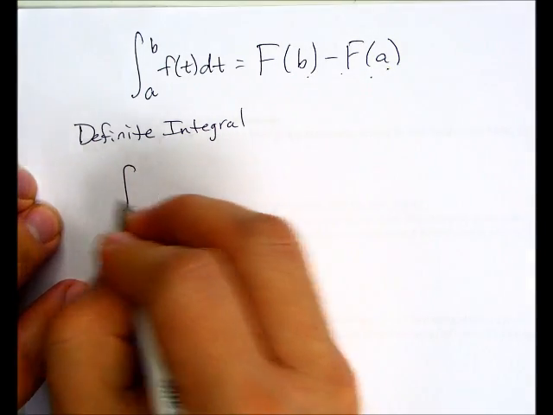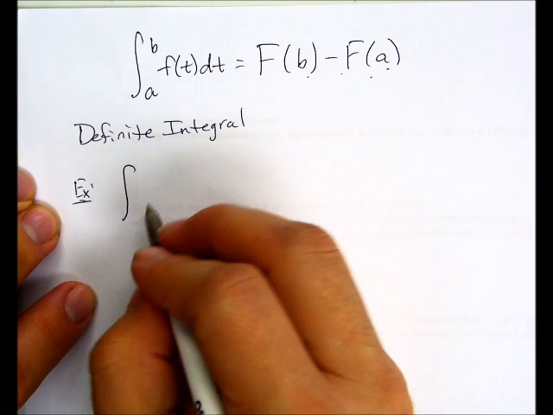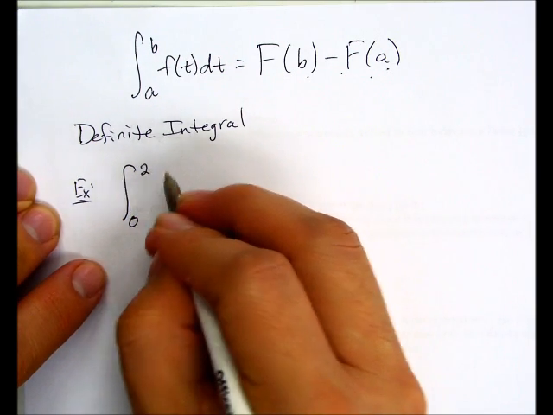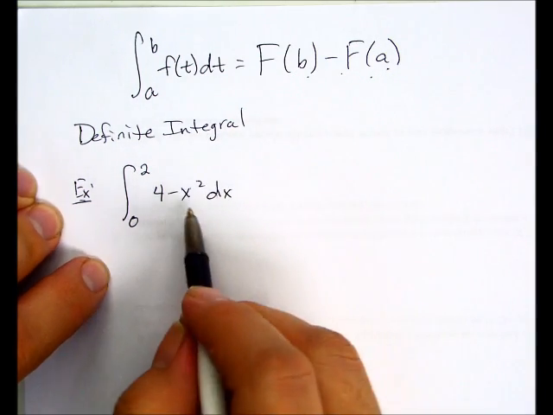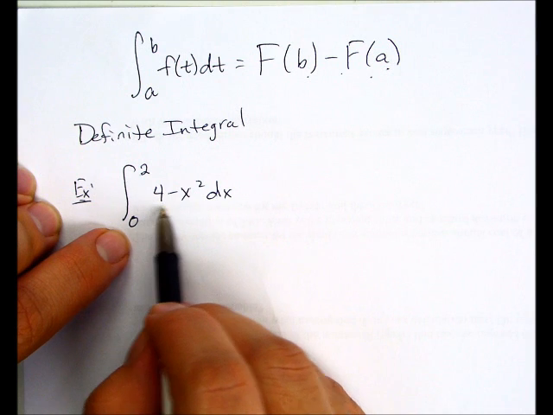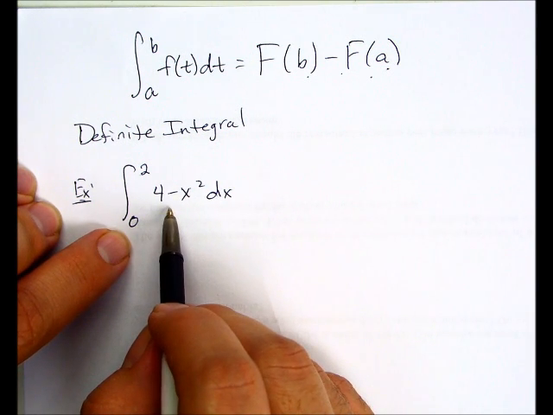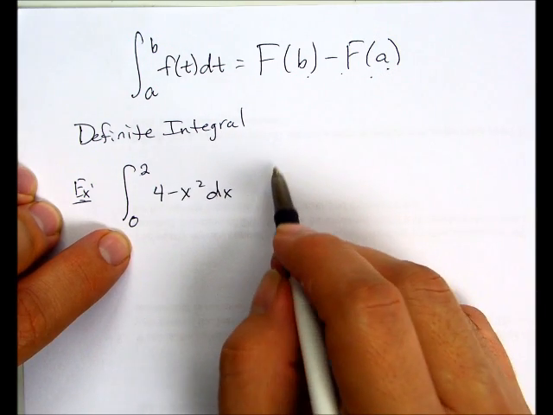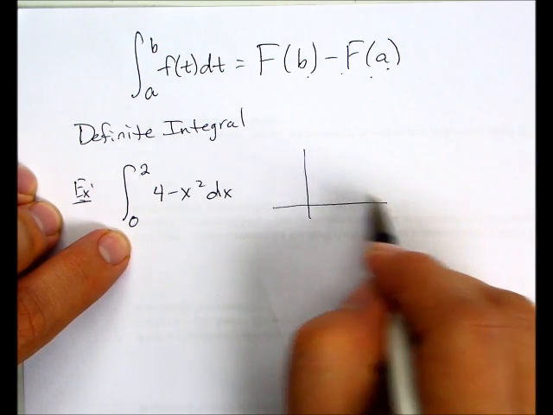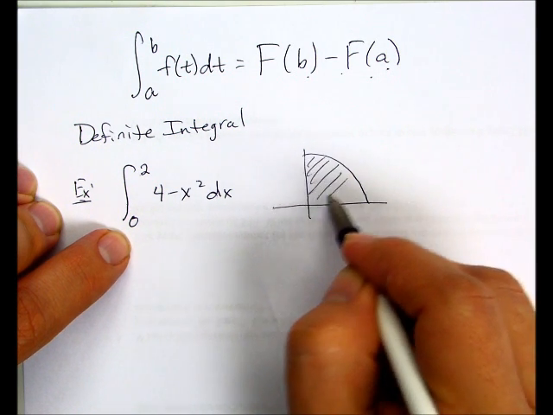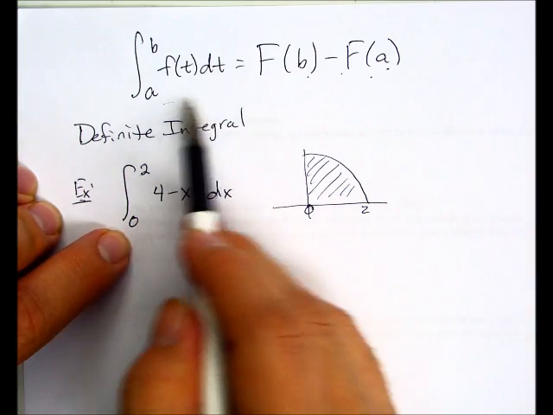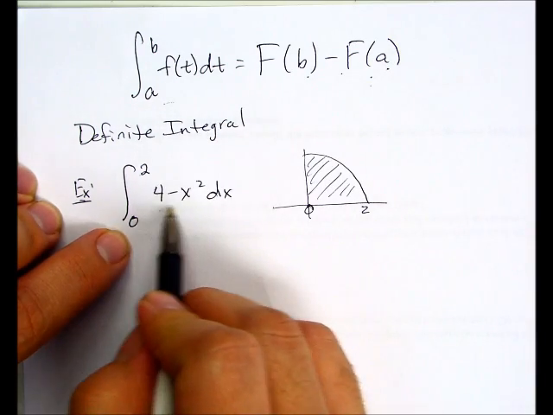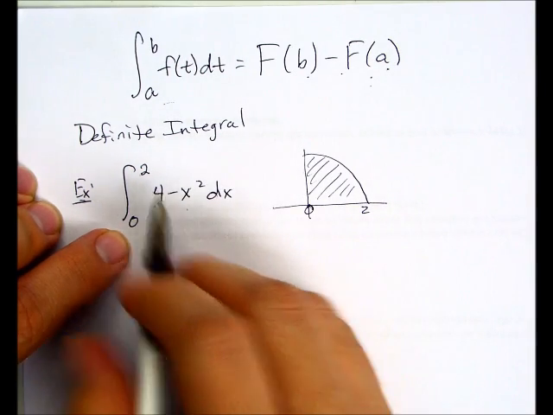So the first example I want to give you is, let's say we have the integral from 0 to 2 of the function 4 minus x squared dx. Now this is really the area from 0 to 2 of this function. So if I graphed this function, I would be looking at the area, something that looks like this, 0 to 2. But with the first fundamental theorem of calculus, I can just take the antiderivative and plug in the values. So that's what we're going to do.